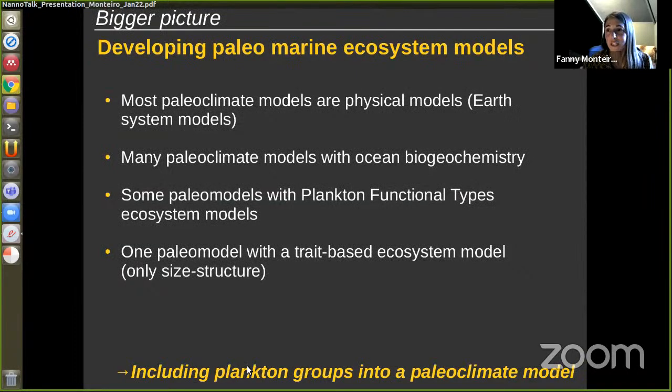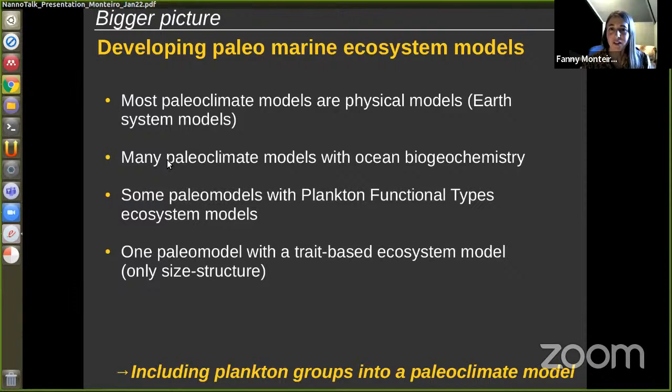I wanted to finish by giving you a bigger picture of why I am trying to model coccolithophores. It's this idea that I'm really interested in looking at the interaction between marine ecosystems and climate. And for that, I would like to include the main groups of plankton in paleoclimate modeling. Just to give you a bit of perspective about paleoclimate modeling, most paleoclimate models are only physical models, which we call Earth system models, where we represent the dynamics of the atmosphere and of the ocean, and look at the coupling with different climates or paleogeographies.